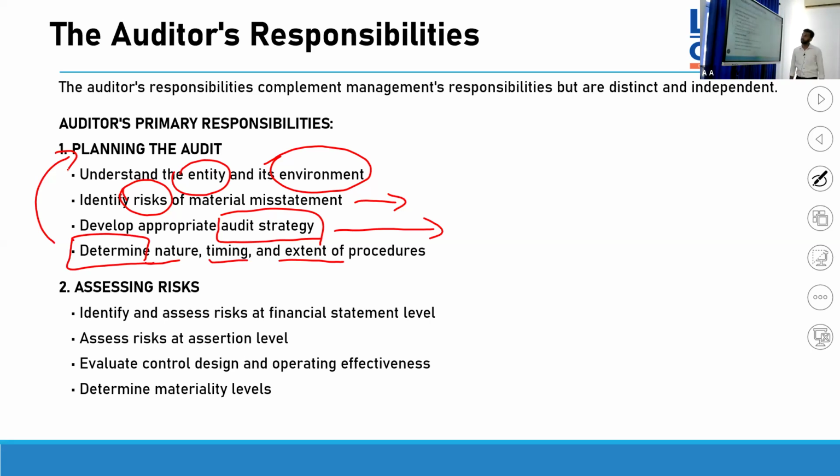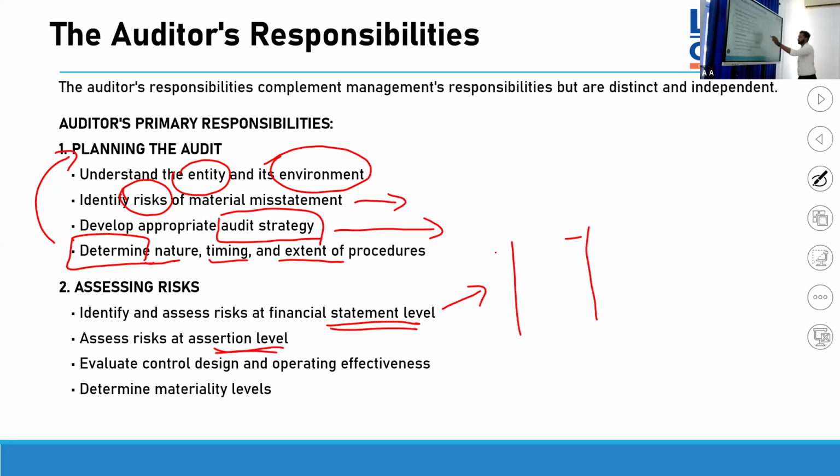Hope you got those things. Second one, assessing the risk. When we are assessing the risk, we must assess those risks in two levels. One is at financial statement level, the second one is at assertion level. Initially, we must identify and assess risk at financial statement level.